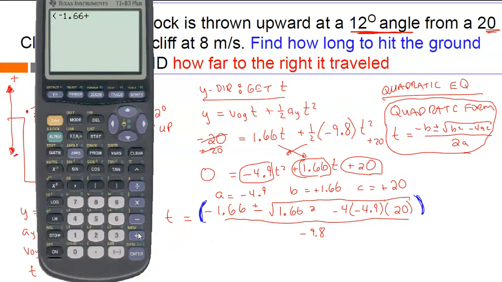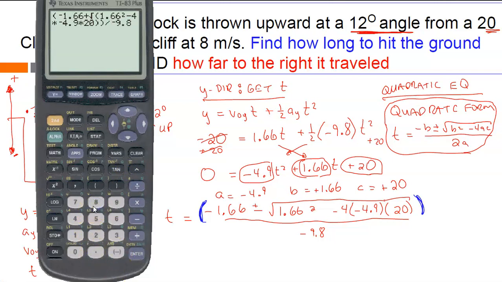Here's the plus. I need square root of 1.66. That has to be squared, so hit the squared button. Minus 4 times negative 4.9 times positive 20. Okay? That's my whole numerator except for that closed parenthesis, except when you look up here, see how I've got 1 open parenthesis, 2 open parentheses? I need to close both of those. That one closes the square root, that one closes the numerator, and now I can divide by negative 9.8.